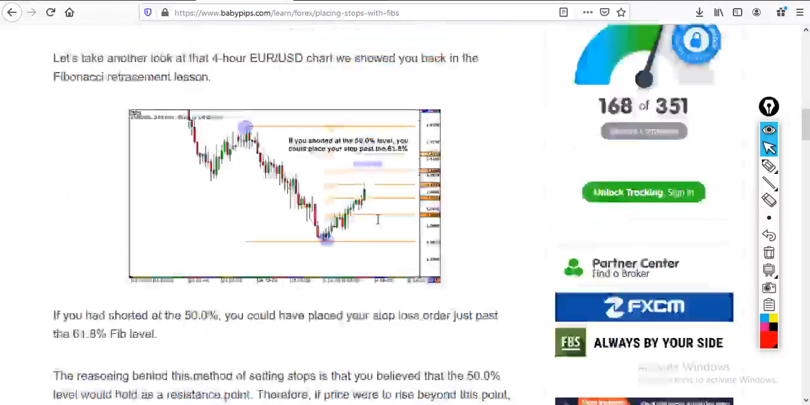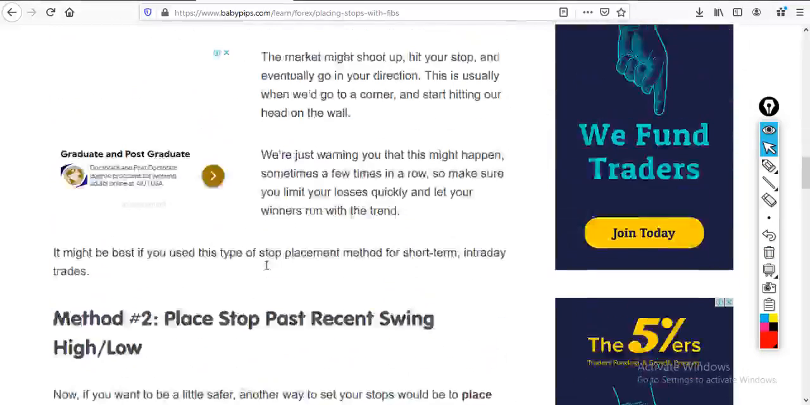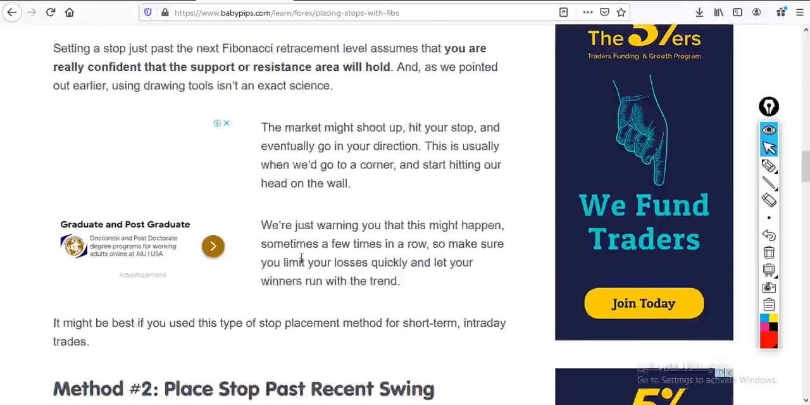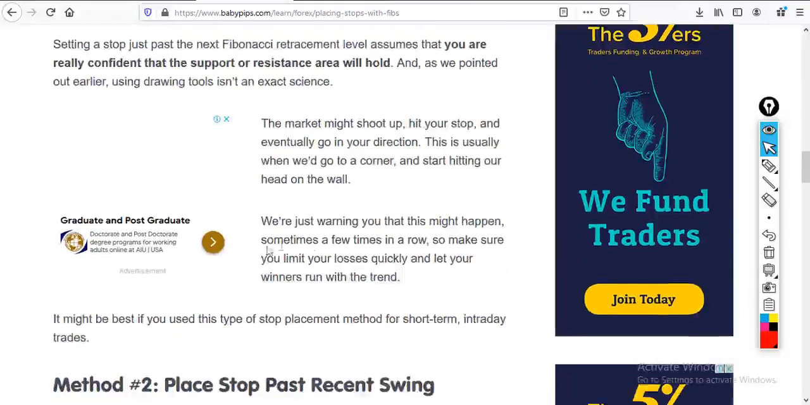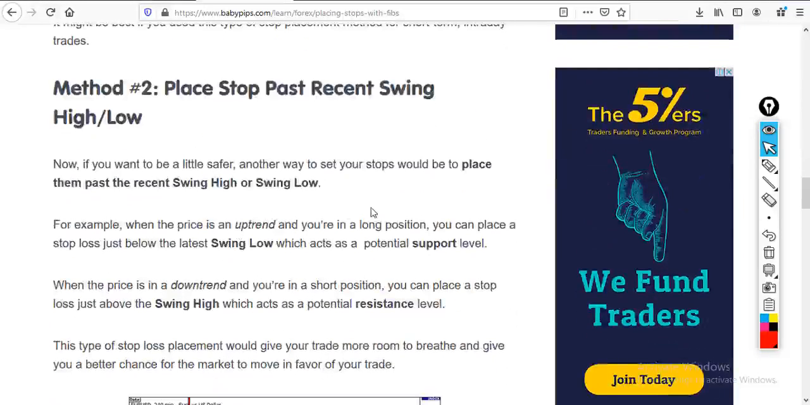The 50% levels are usually great areas where many traders place their stop loss, here or here, and that is basically what many traders do. If you do that, you might come out victorious, or sometimes you might lose some trades. But placing a stop loss is very, very essential. Setting good retracement levels to place your stop loss can give us more confidence that the support or resistance area will hold. Another method is to place your stop past the swing high or the swing low.